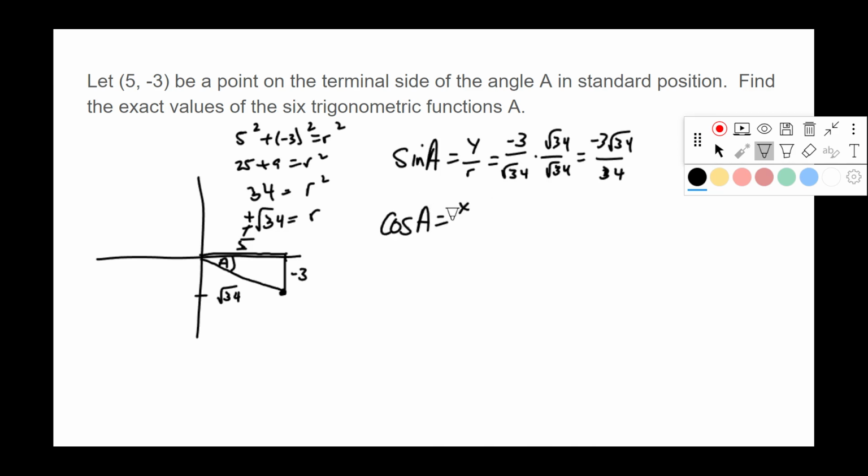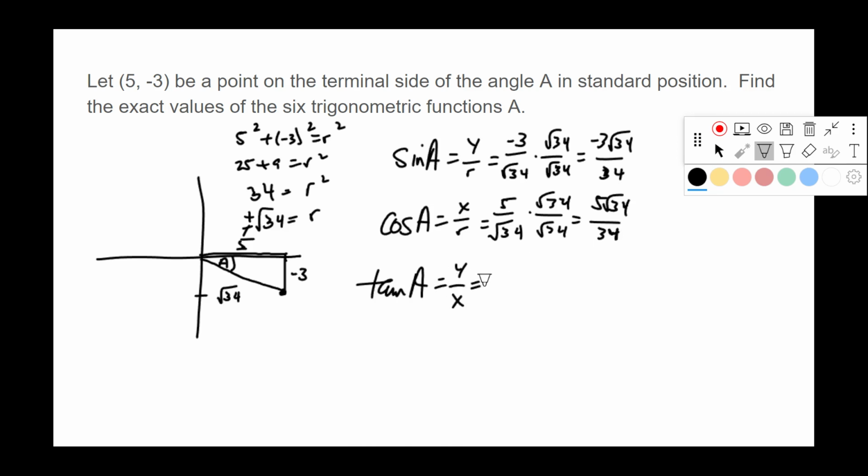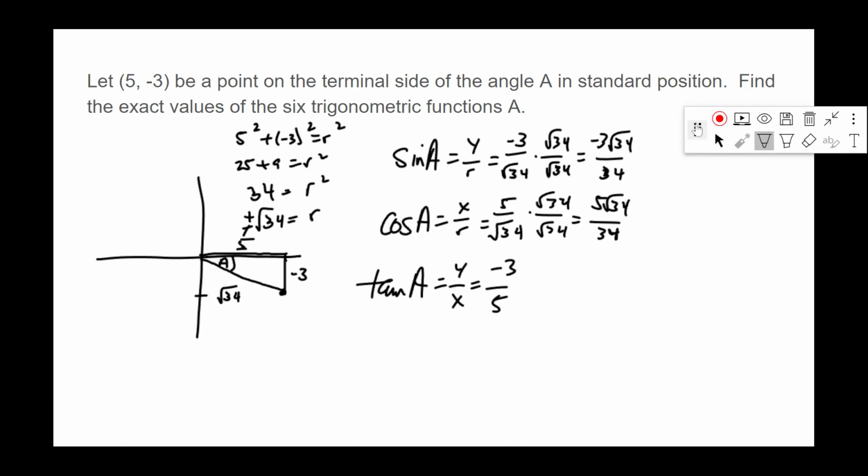Cosine of A, x over r. So that's x coordinate 5. The radius is square root 34. Multiply top and bottom by square root 34. You get 5 square root 34 over 34. Tangent is y over x. And y over x, the y coordinate is -3. x is 5, so -3/5.